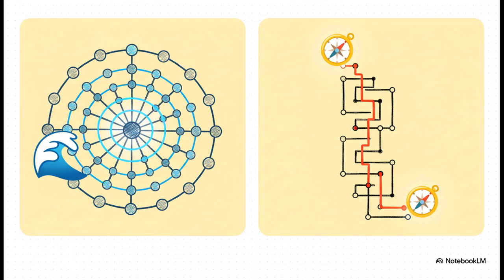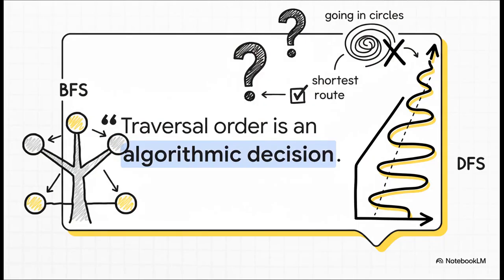Depth first search, though, that's more like trying to solve a maze. It picks one path and just goes deep, all the way to the end, before it backtracks. This makes it amazing for figuring out the overall shape of the graph, and for spotting when you're just going in circles. And this brings us to a really key engineering truth. Choosing between BFS and DFS isn't random. It's a very deliberate decision based on what you need to find out.